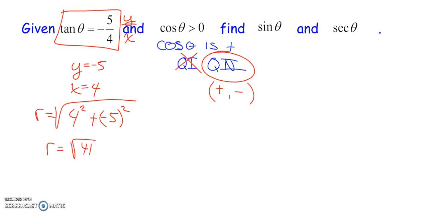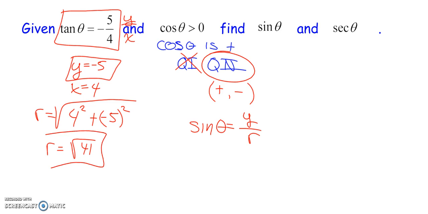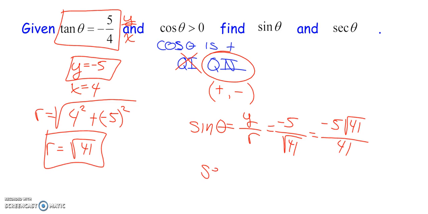They want us to find sine theta. To figure out sine theta, I know my definition is y over r. So my y value is negative 5, my r value is the square root of 41. Negative 5 over the square root of 41. Of course, that's not properly simplified. So negative 5 radical 41 over 41 would be the correct answer.